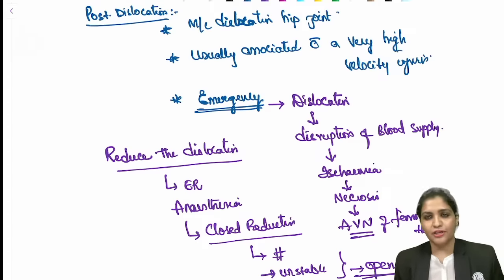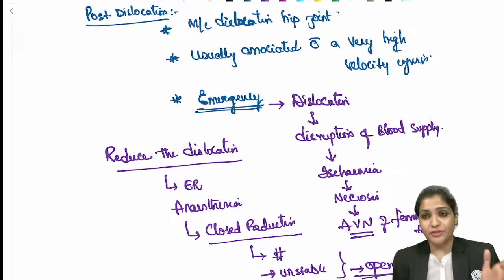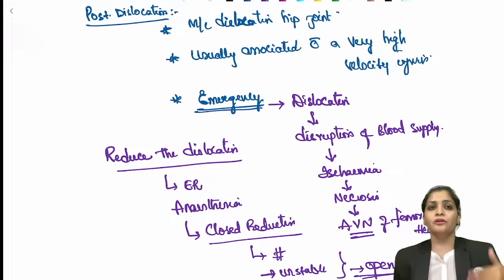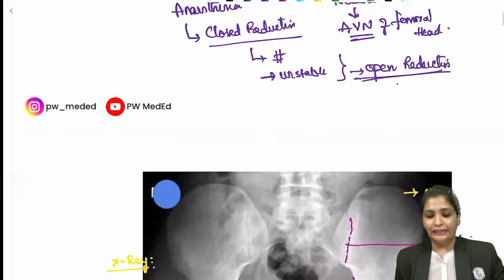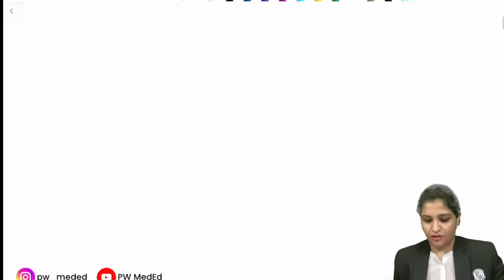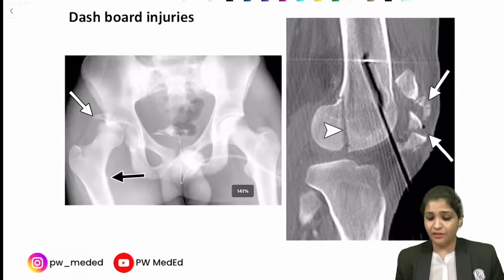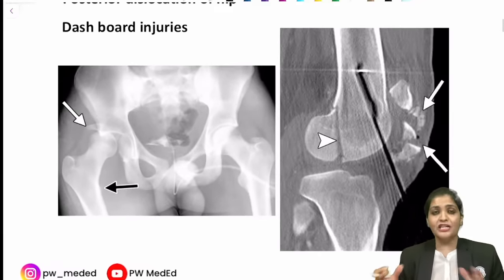So the most common dislocation of the hip joint is your posterior dislocation. This is contrary to your shoulder joint. Shoulder joint is mostly unstable. So the shoulder joint is anteriorly dislocated. So the most common dislocation in the shoulder is anterior dislocation, but in hip it is posterior dislocation. Having understood that, I want to explain in further detail about various dashboard injuries.